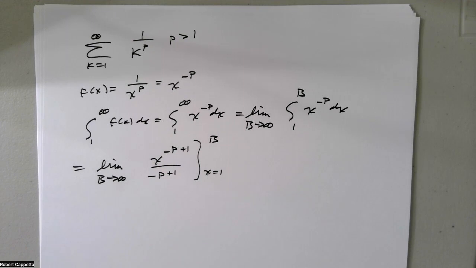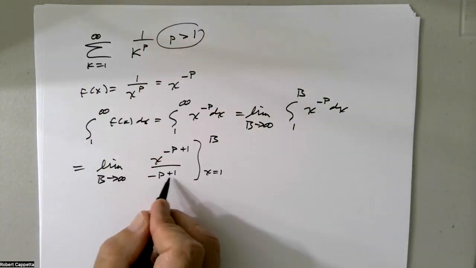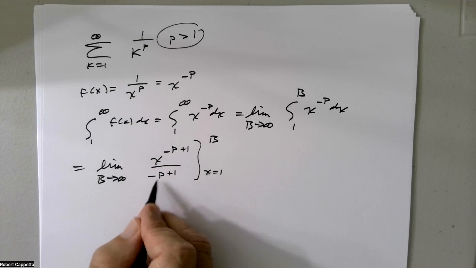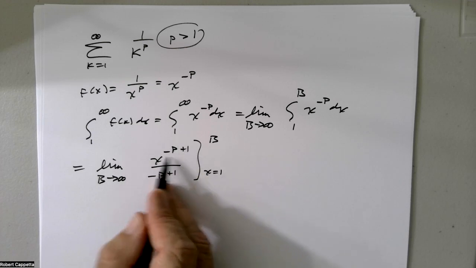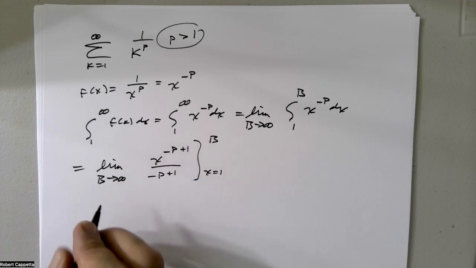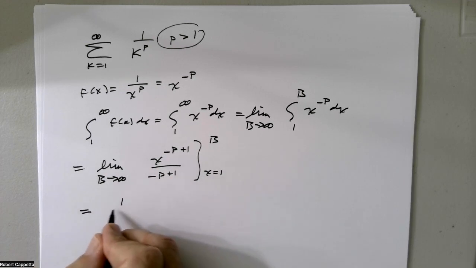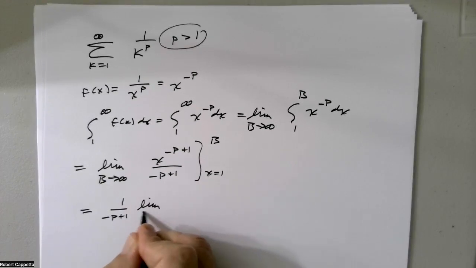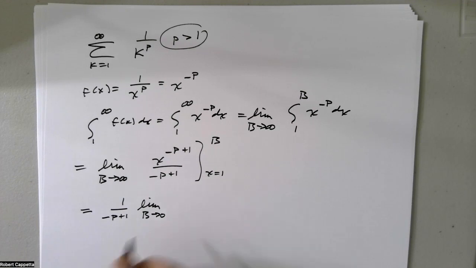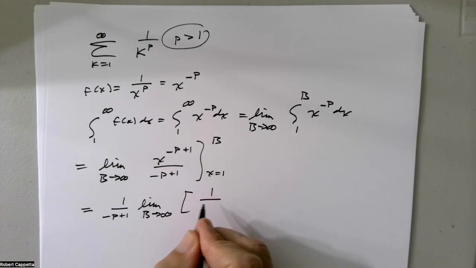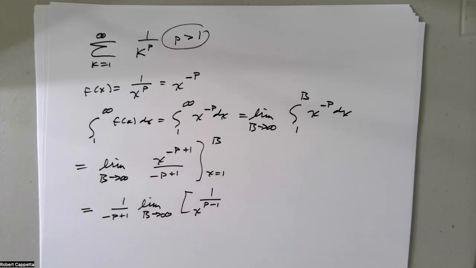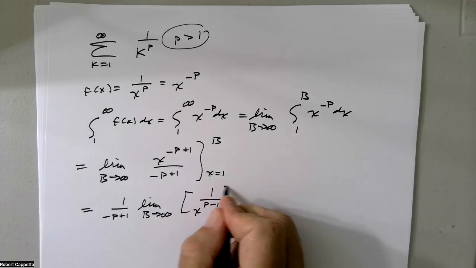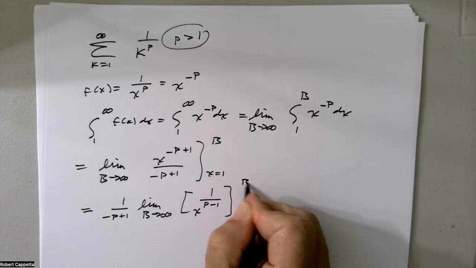Now, remember, p is greater than 1. So 1 minus p is a negative number. So that fact is going to move it downstairs in a sense. This 1 over negative p plus 1 is a constant. I'm going to rewrite this as the limit as b goes to infinity. If I move it downstairs, I get 1 over x to the p minus 1, which now makes that a positive number downstairs because p is greater than 1, as x goes from 1 to b.